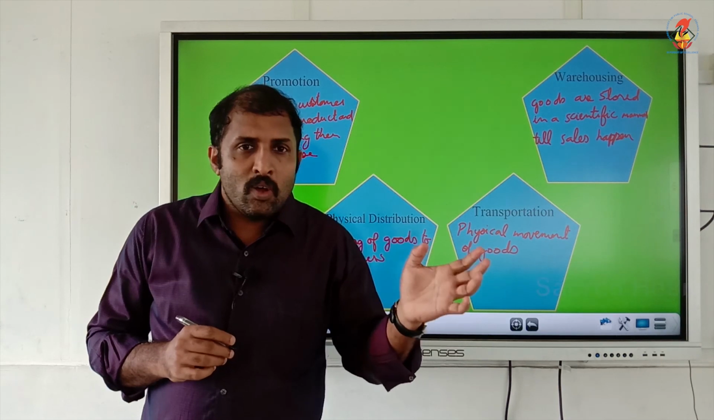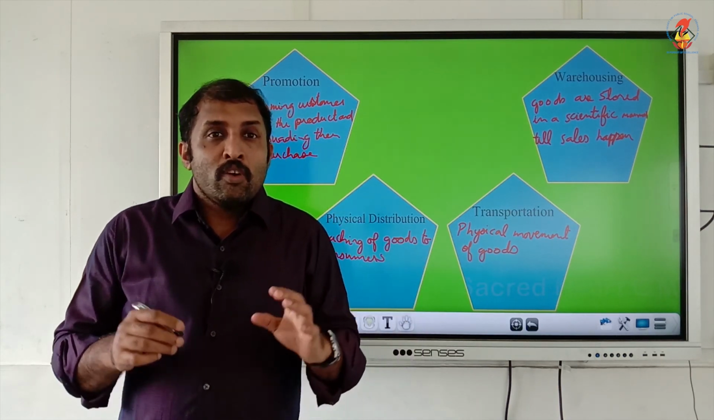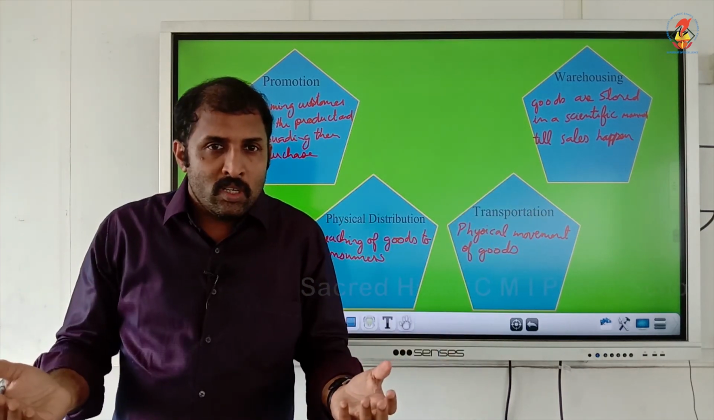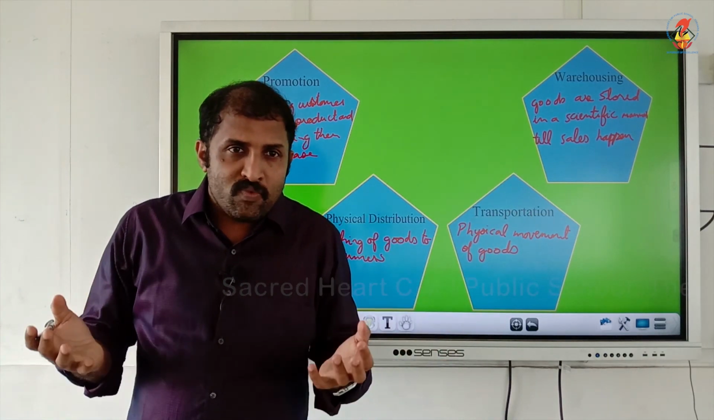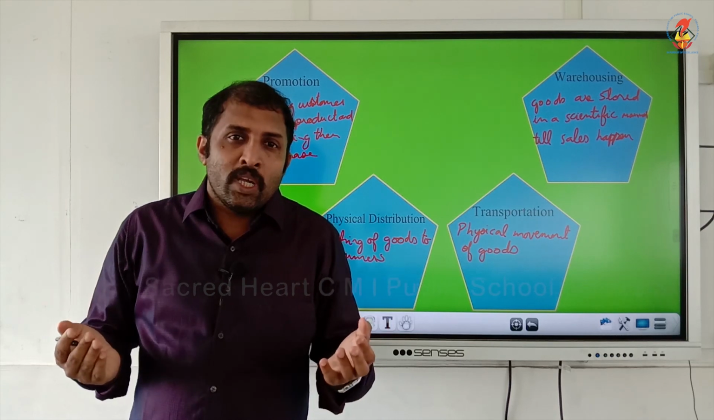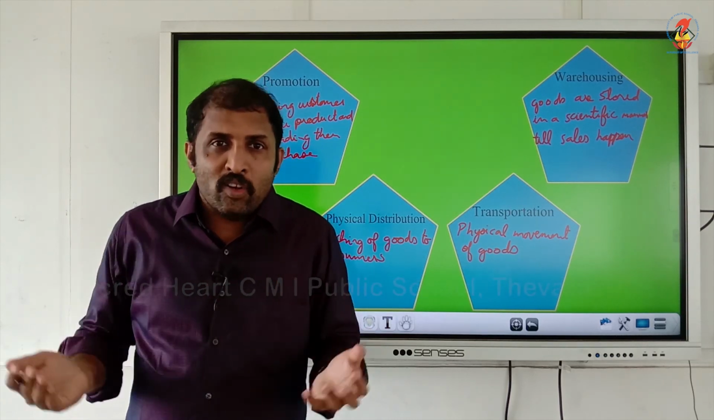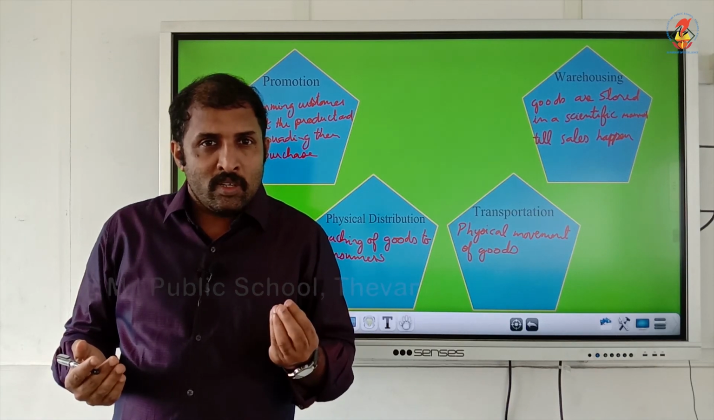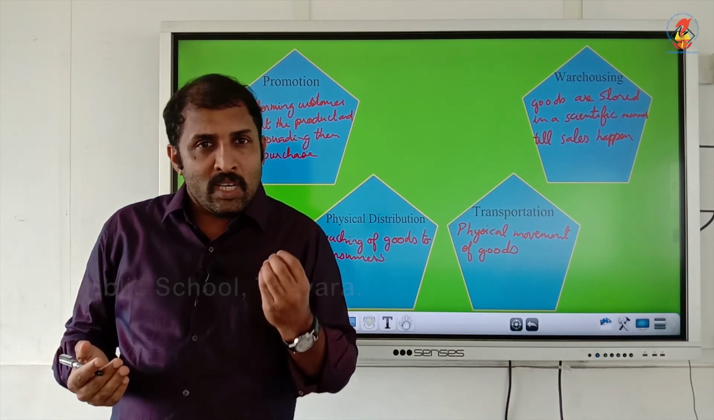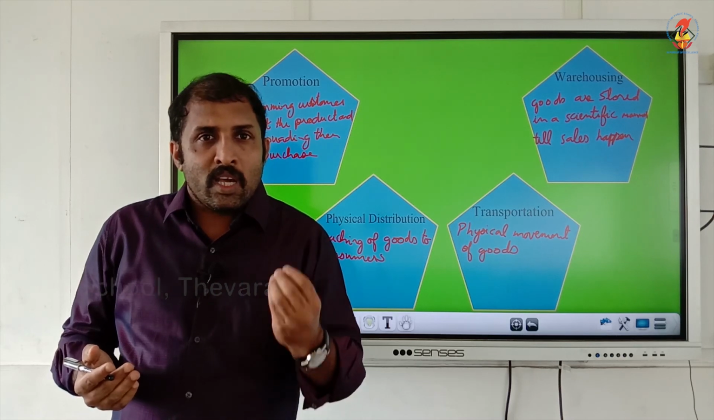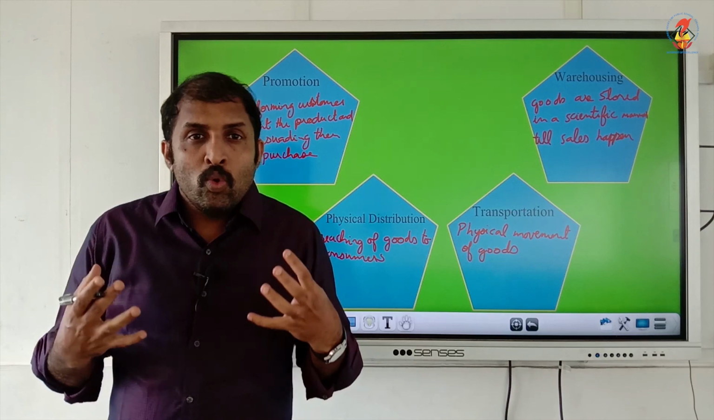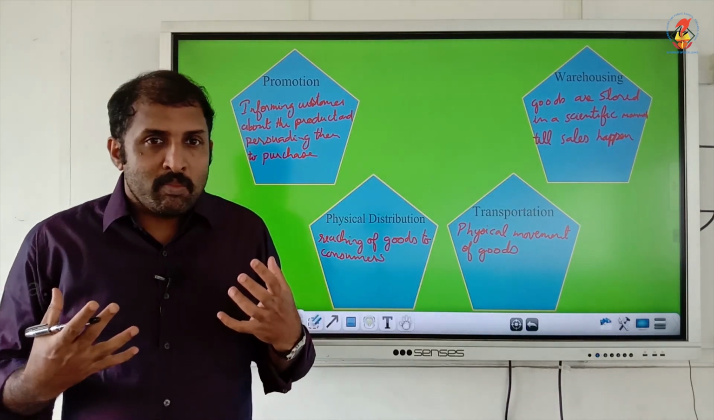So, we have seen all the 12 functions of marketing. Through these 12 functions a marketer, a business firm is trying to ensure the satisfaction of the customer, to make sure that the customer is getting goods at the time he wants, at the rate he wants, and to provide him with maximum satisfaction.